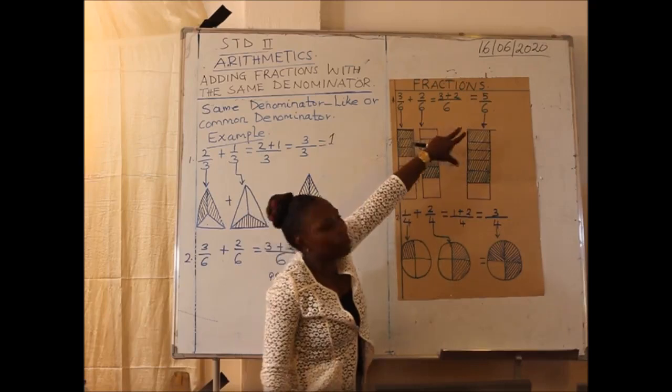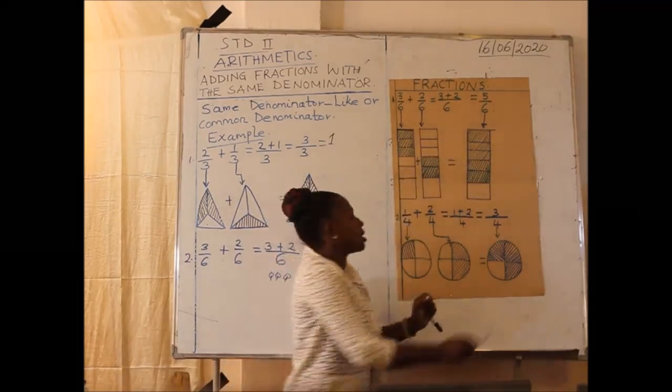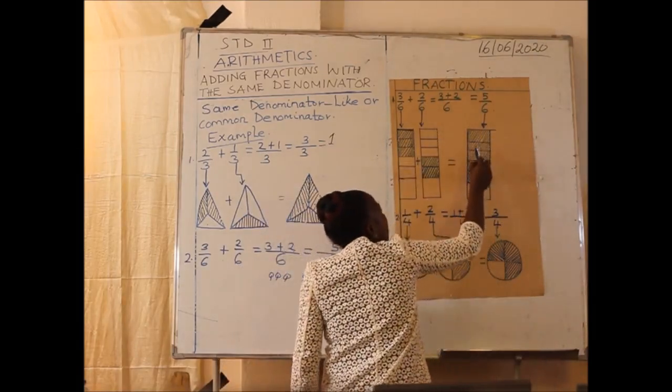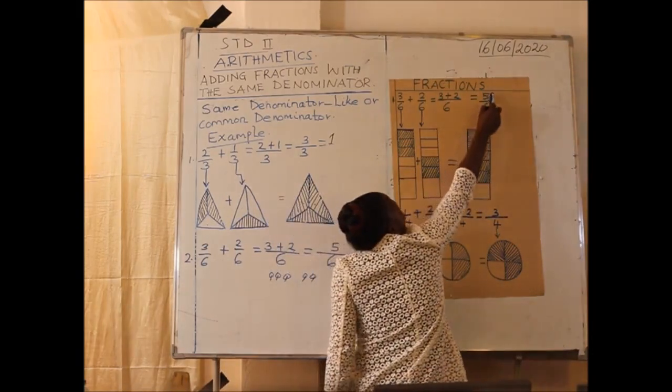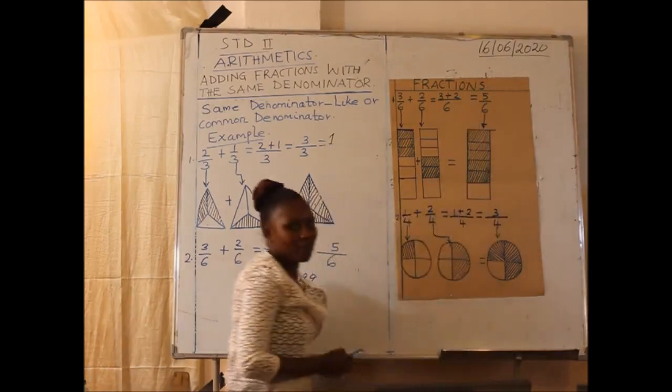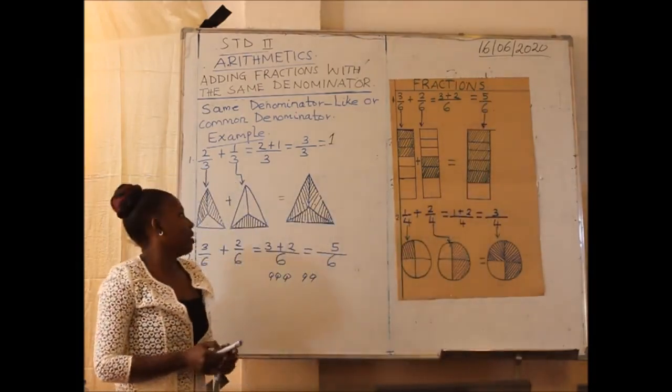So when you put them together, then you start to count. It's when now we get 1, 2, 3, 4, 5. And these 5 shaded parts presented by our numerator, that is 5. Do you get the clue now?